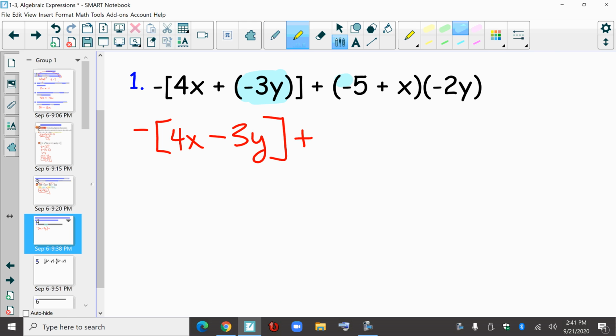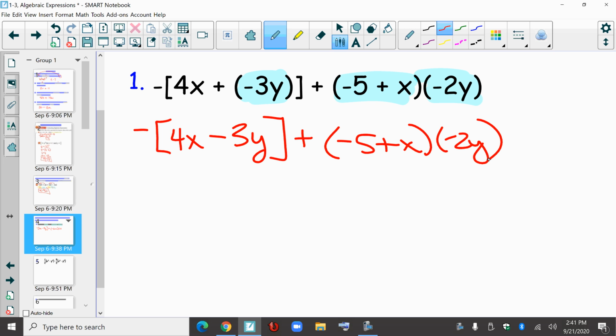Go to the second parenthesis here, which is negative 5 plus x, and you ask yourself, is anything being multiplied into it? Meaning, is there anything attached to it by multiplication? And the answer to that is yes, the negative 2y is attached by multiplication. So we are going to go ahead and keep each of those parentheses. Why am I keeping the parentheses around the negative 2y? I'm keeping that there so that you understand it's multiplication rather than minus subtracting 2y.